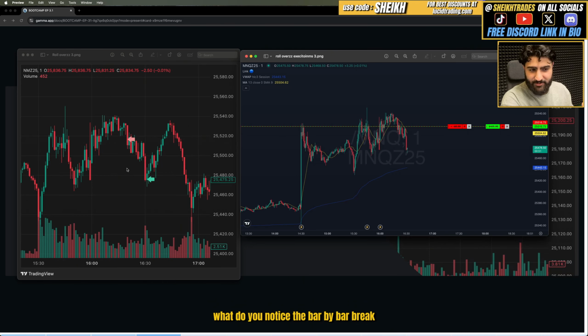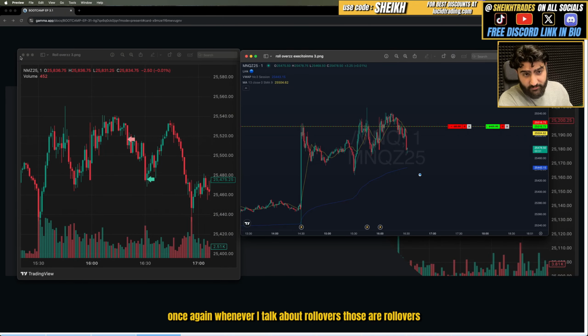And once again, what do you notice? The bar by bar break. I entered only when it did the 1 minute bar by bar break. I wish I exactly got filled at 520s, but I didn't. But I entered when it did the bar by bar break. And you could see I'm up $565. I was risking these highs, 210, 220s. So once again, whenever I talk about rollovers, those are rollovers.